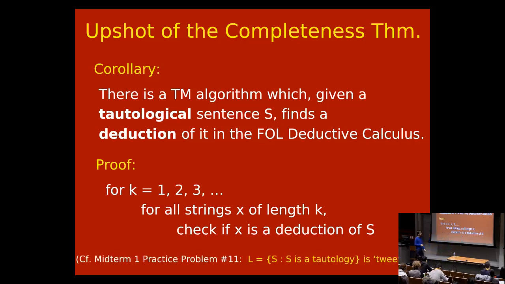This actually might remind you, as a little side note, back on the midterm 1 practice problems, there was number 11 about tweetable Turing machines. I don't know if you remember that. But the problem was to show that the language of all sentences which are tautologies in first-order logic, given a fixed vocabulary, is tweetable, which basically meant that there was a Turing machine that could print them all out. And actually, that problem was a little bit harder than this observation. It used the idea that if you want to check if a sentence is a tautology, you can just try all strings to see if they're valid deductions of it.